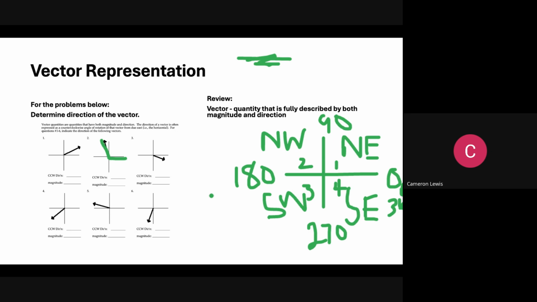Last one, number 6. What quadrant is that? 1, 2, 3, or 4? 3. Directionally, what quadrant is it? It's southwest, and it's between 180 and 270. Good. And that angle should be about how much?